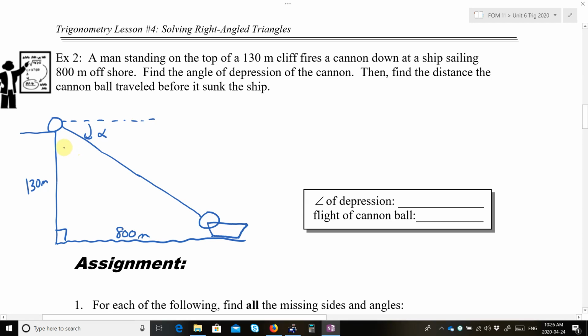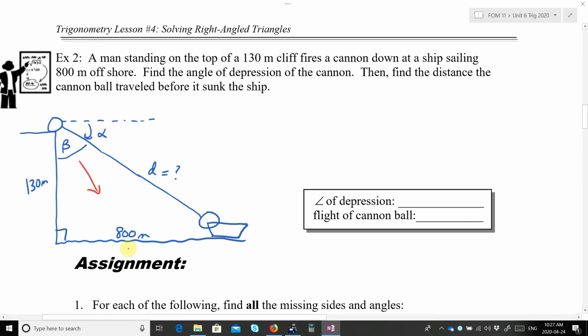Okay, so we're actually going to have to figure out what this angle is first, beta, and then use that to get alpha, the angle of depression. Okay, and then find the distance the cannonball traveled before it sunk the ship. So the cannonball has to go along this diagonal straight line. So they want us to find this distance here as well. Okay, so first of all, the angle of depression, we have to get angle beta first.